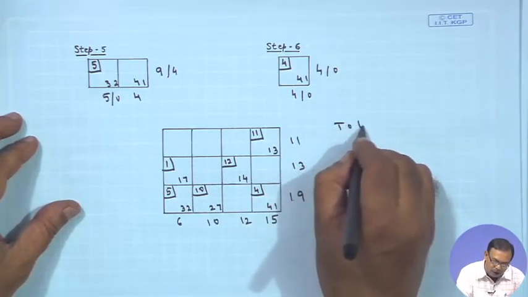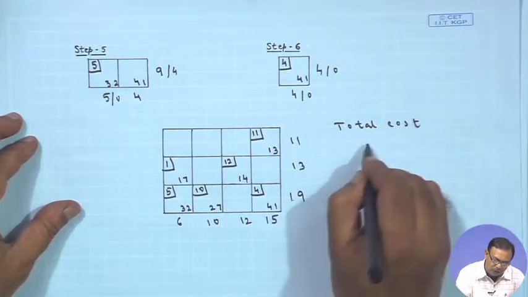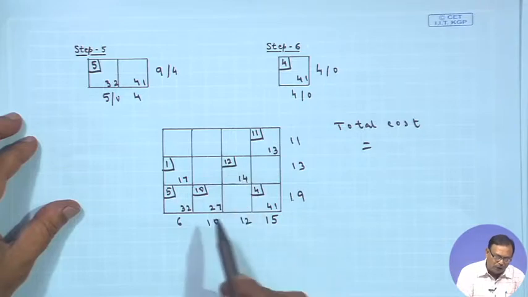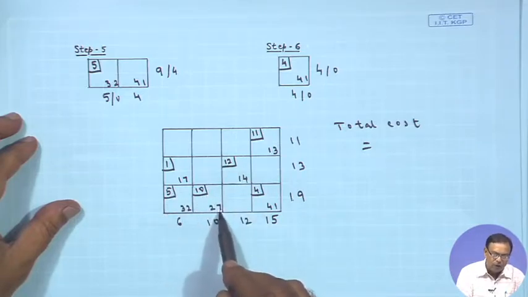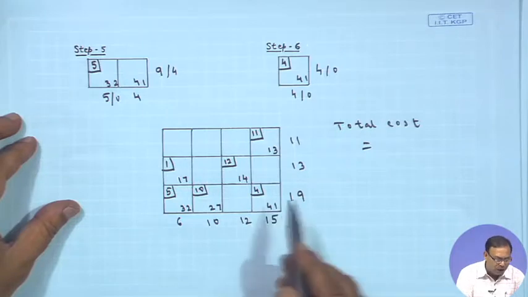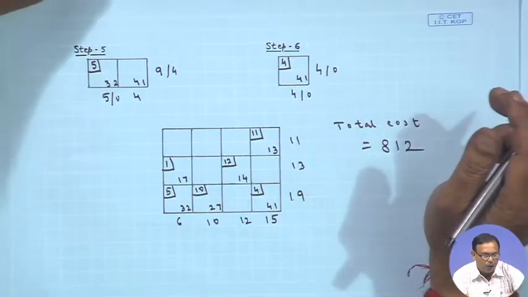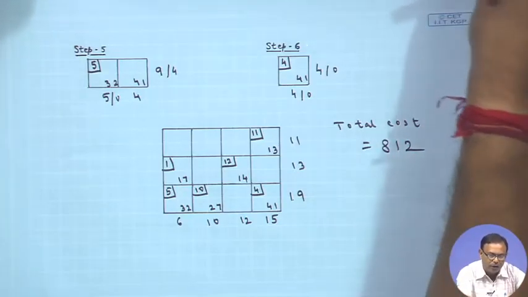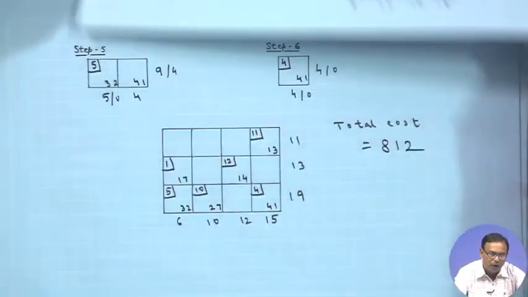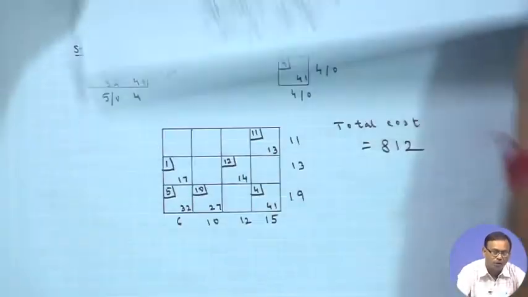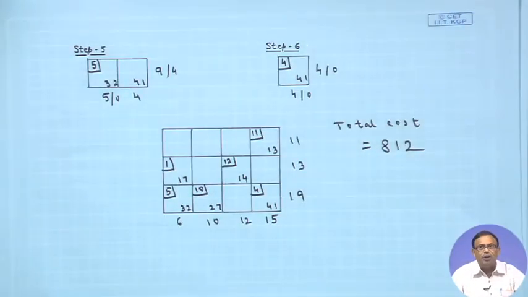If you calculate the total cost, your total cost will be equal to 11 into 13 plus 1 into 17 plus 12 into 14 plus 5 into 32 plus 20 into 27 plus 4 into 41, and you will find that the value is 812, compared to the earlier case, which was 1037 or 922. In the earlier case for this problem it was 922. So, the cost has reduced in this case. Please note this one, that the cost has reduced.